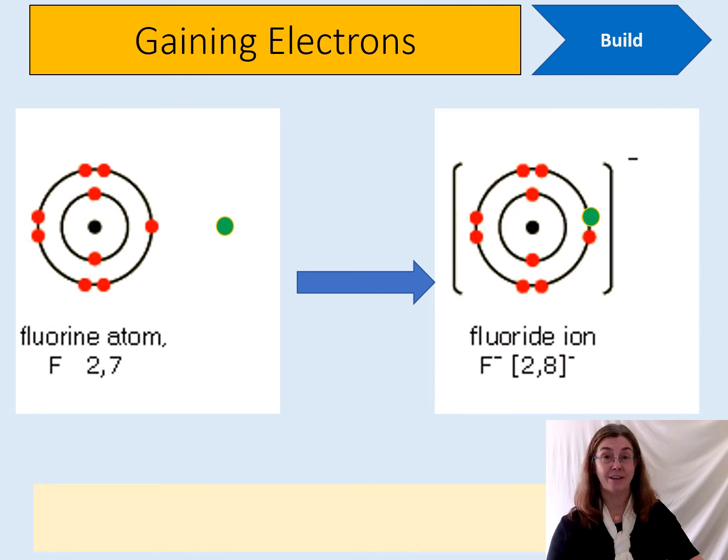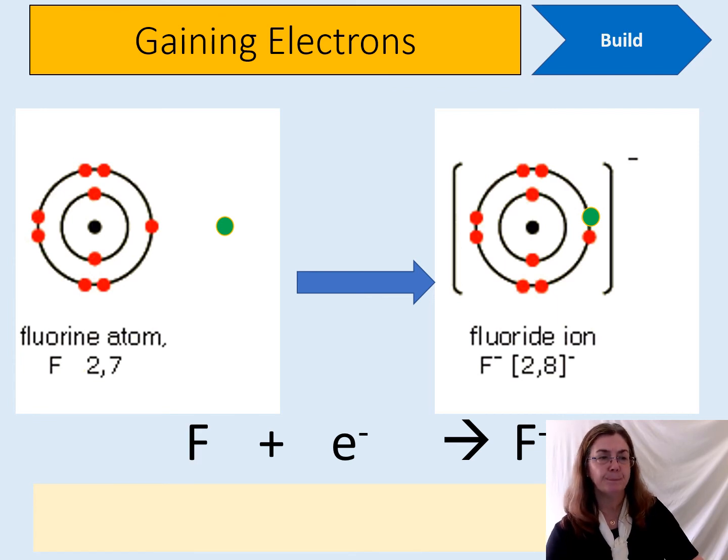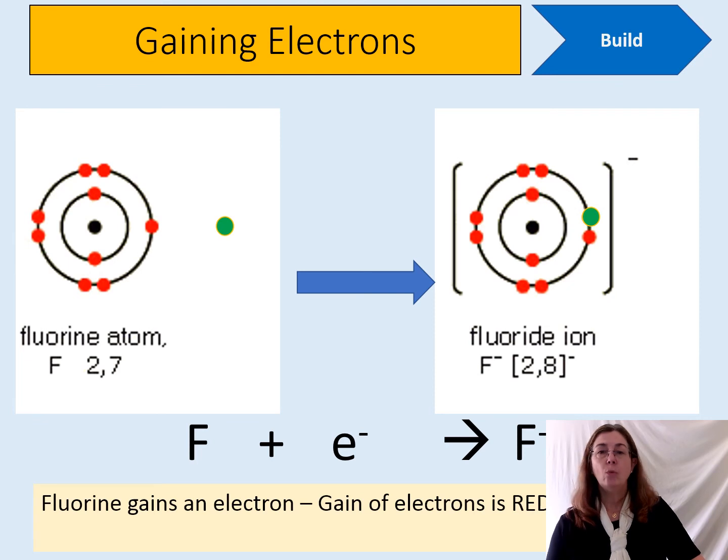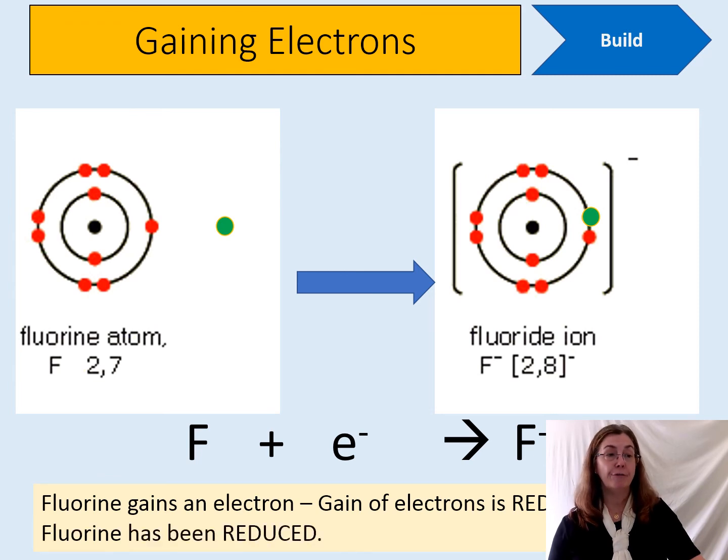So how do we write that? Chemists, being very lazy, don't want to draw diagrams, will want to write it. So we will say the fluorine atom has gained plus an electron, has gained an electron to form, that's the arrow, the fluoride ion, F minus. So, in words, fluorine gains an electron. By definition, gain of electrons is reduction. So we can say that the fluorine has been reduced. The fluorine atom has been reduced.